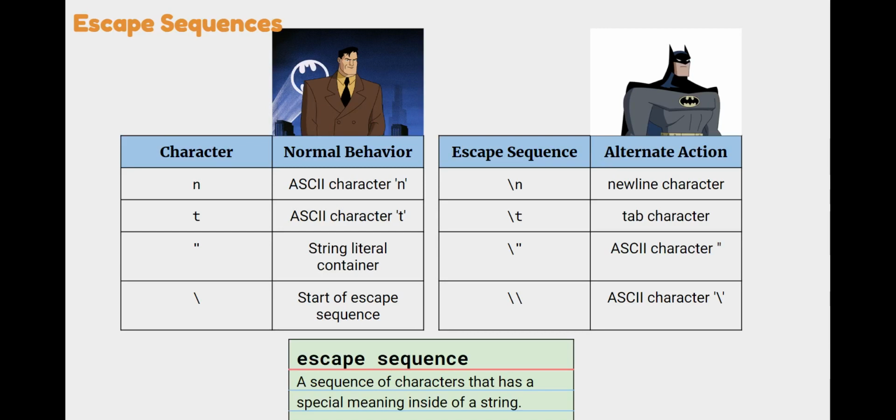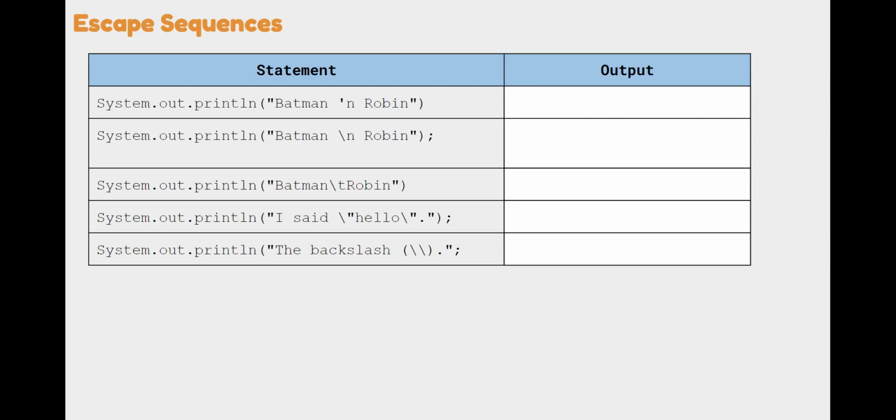If we do a backslash with a double quote, that stops that double quote from being the string literal container and it just turns it into a regular double quote. So then we can put that double quote inside of a string literal. And if we have a backslash backslash, that just prints out the normal character of a backslash. Because if we look on the left side table, the backslash character isn't the normal backslash to the computer. That's how we start an escape sequence. To tell Java that we want to use this backslash in a different way, we need to put a backslash in front of it. Let's take a look at some of these examples.